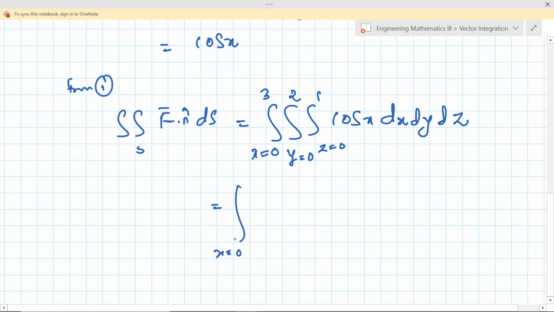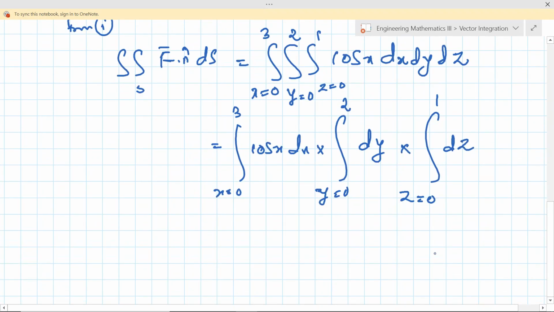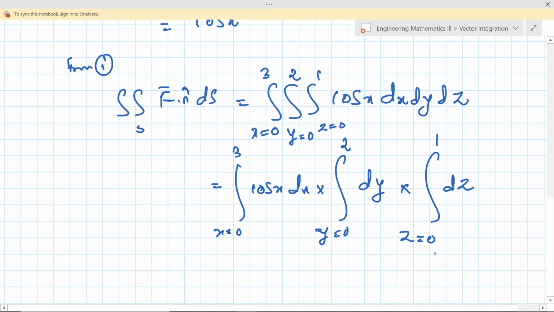Actually, integration x runs from 0 to 3 of cos x dx, into integration y from 0 to 2 of dy, into integration z from 0 to 1 of dz. So you may separate this, no problem, because we have independent functions of x and y in the bracket. Cos x, a single term, is there, so we can separate it as the integration of cos x.